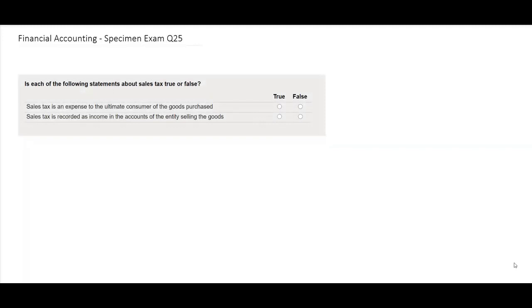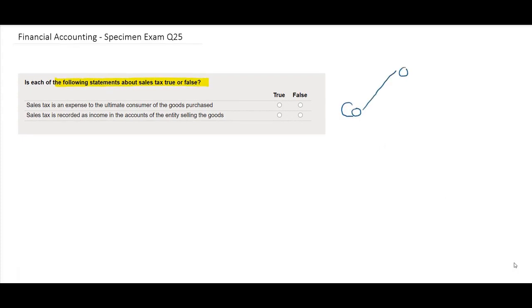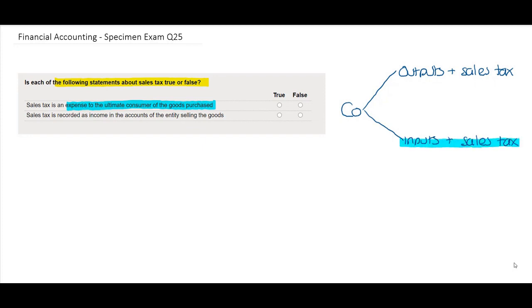In this question, you are being asked to decide whether the following statements about sales tax are true or false. For a company that is registered for sales tax, they will charge sales tax on their outputs, and they can reclaim sales tax on their inputs. The first statement says that sales tax is an expense to the ultimate consumer of the goods purchased. For an entity that is registered for sales tax, they are able to reclaim the sales tax on their purchases, and so therefore it is not an expense to the company.